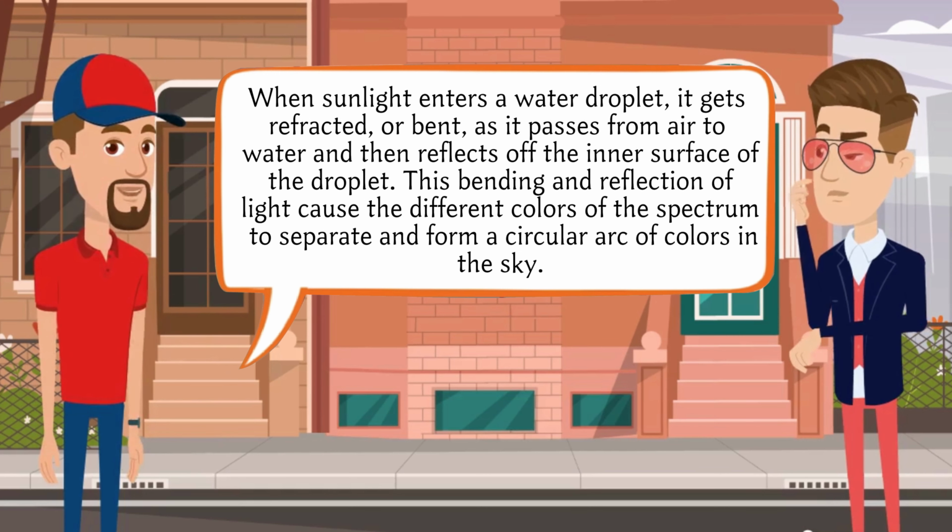When sunlight enters a water droplet, it gets refracted, or bent, as it passes from air to water and then reflects off the inner surface of the droplet. This bending and reflection of light cause the different colors of the spectrum to separate and form a circular arc of colors in the sky.